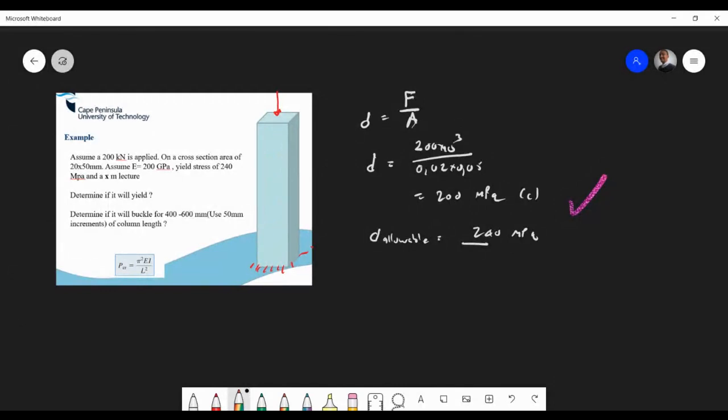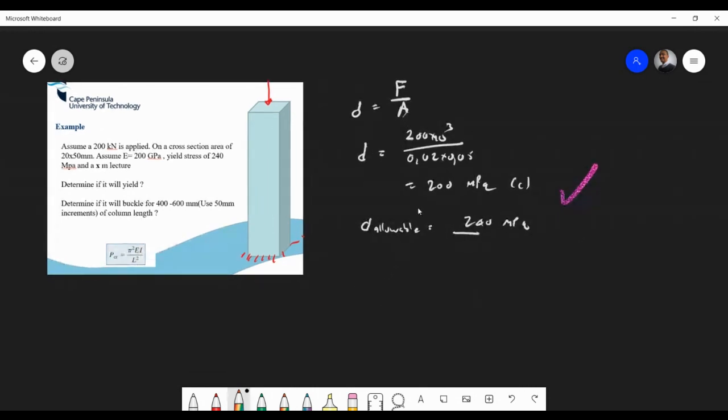So what it means when we check for this particular column, I should assume a rectangular column. Now like I said, we have to check for buckling. So we have to use E I over L squared. In this case, we're assuming pinned, so we're just going to use the actual length of this thing. The length we're going to be using is 400 millimeters, 450, 500, 550, 600.